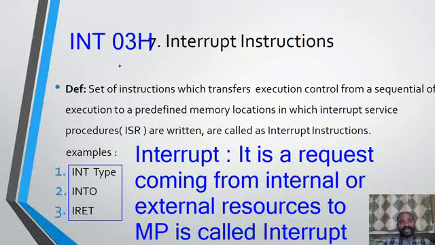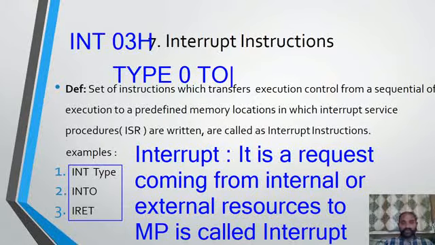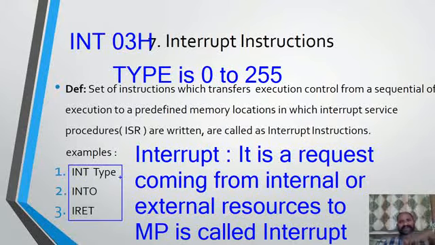The type value is varying from 0 to 255. In total, 256 types are there. 256 types of software interrupts are there. For that, we are having separate memory and all those things.